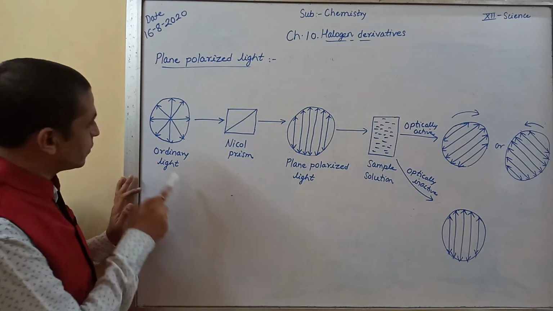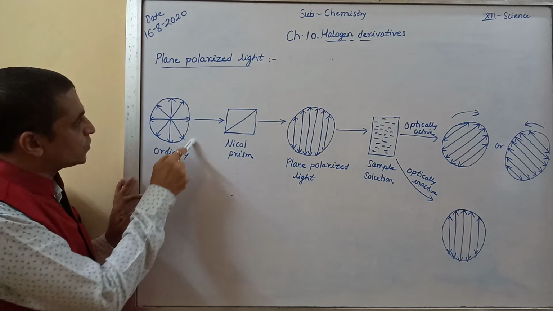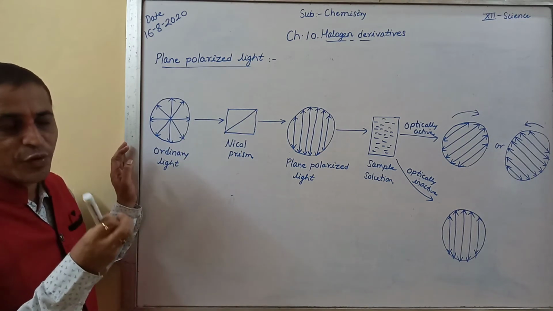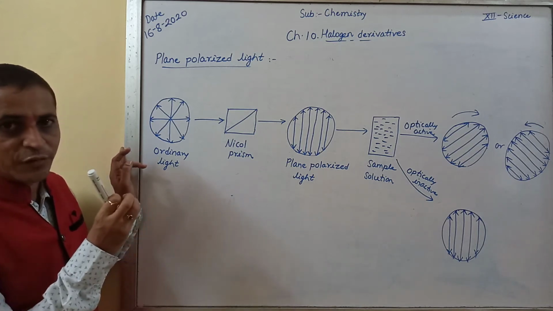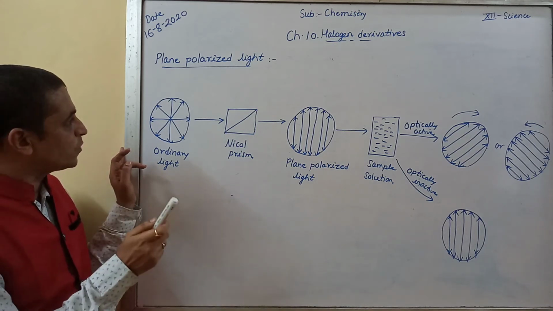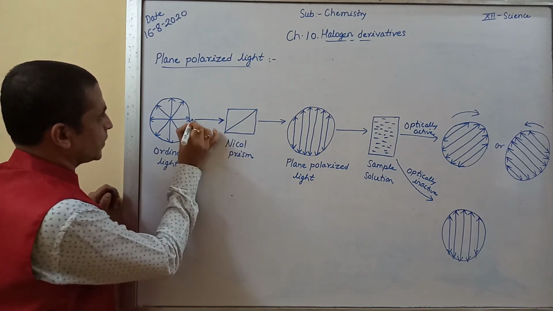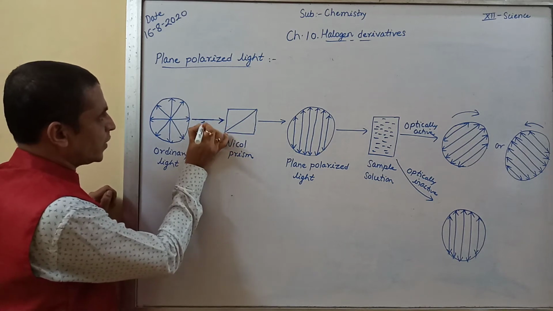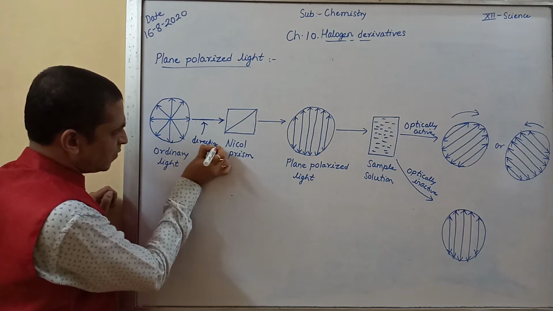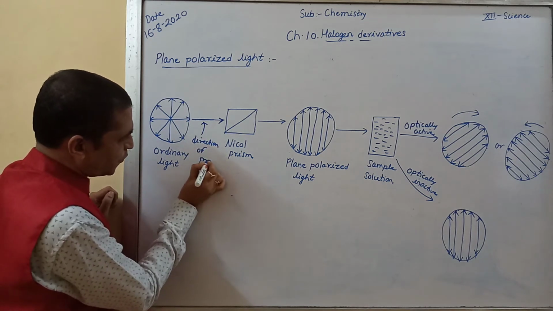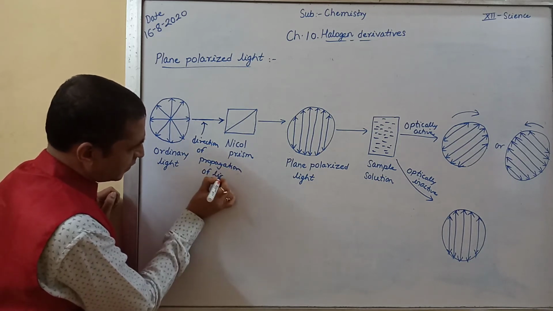Now see this figure. This is ordinary light. It shows all possible planes because ordinary light consists of what? Electromagnetic waves having oscillations of electric and magnetic field in all possible planes perpendicular to the direction of propagation of light. This is the direction of propagation of light.